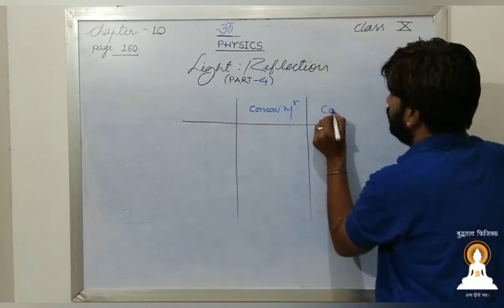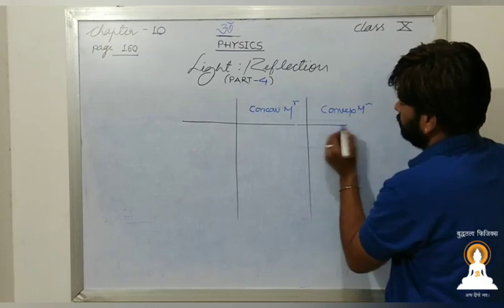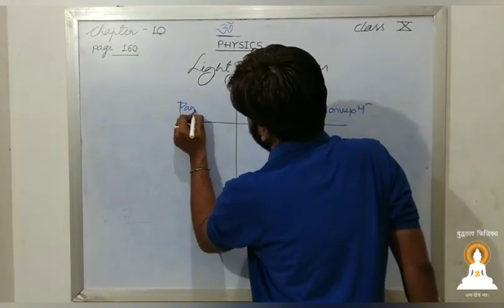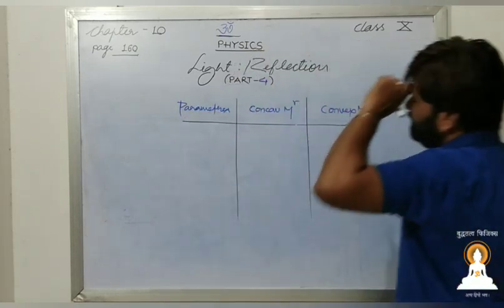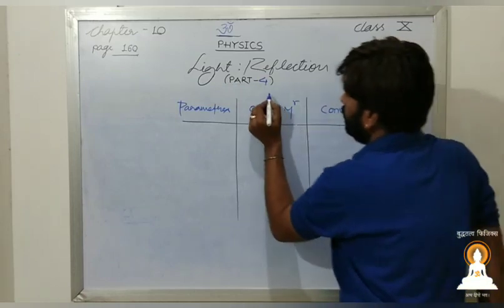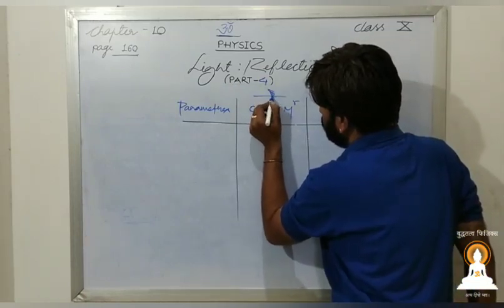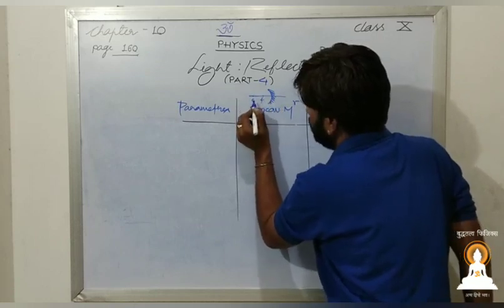And here, convex mirror, and here we are going to have parameters. Okay. The very first thing. Okay, let me draw a little rough diagram so that we may have a better idea. Here it is focus and here it is center of curvature.